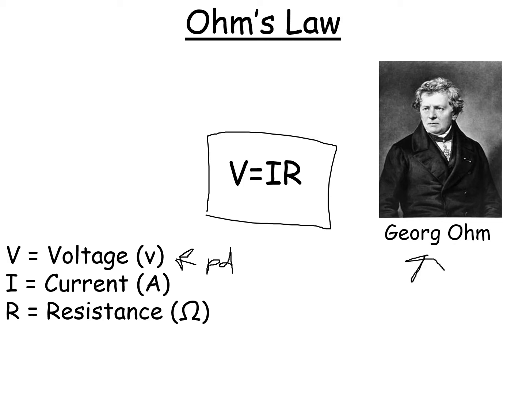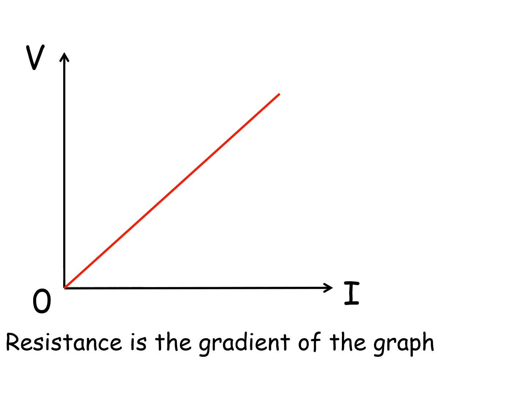Really important, because when we did this, we came across this graph: if you plot V against I, you get a nice straight line going through the origin, and the resistance is the gradient of the graph. So if you work out the gradient, take any two points on the straight line, preferably as far apart as possible. Use your equation for the gradient of a straight line from maths: y2 minus y1 over x2 minus x1. We then get the resistance, which is also the gradient of the graph.